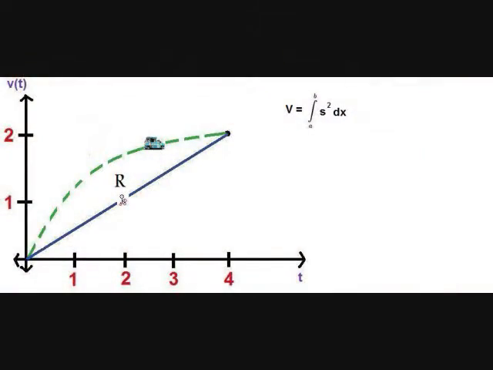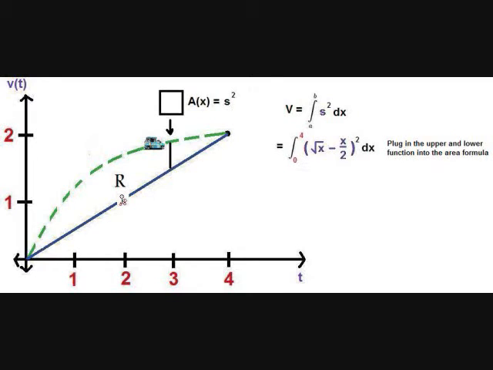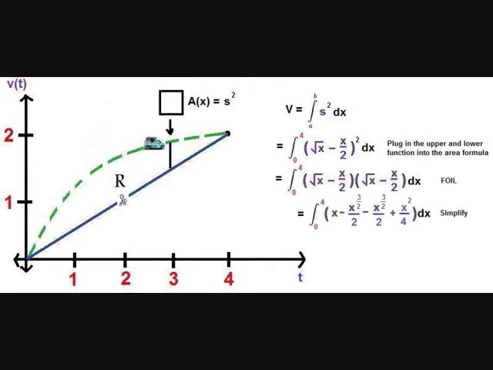Since we are looking for the volume of this specific solid, we have to know its equation, which is the integral from a to b s squared dx. Don't forget, because the formula for a cross-section of a square is area equals s squared. S would be substituted in for square root of x minus x over 2. The lower limit would be 0 and the upper limit is 4. We have to find the volume of the square in between the lower and upper limit.